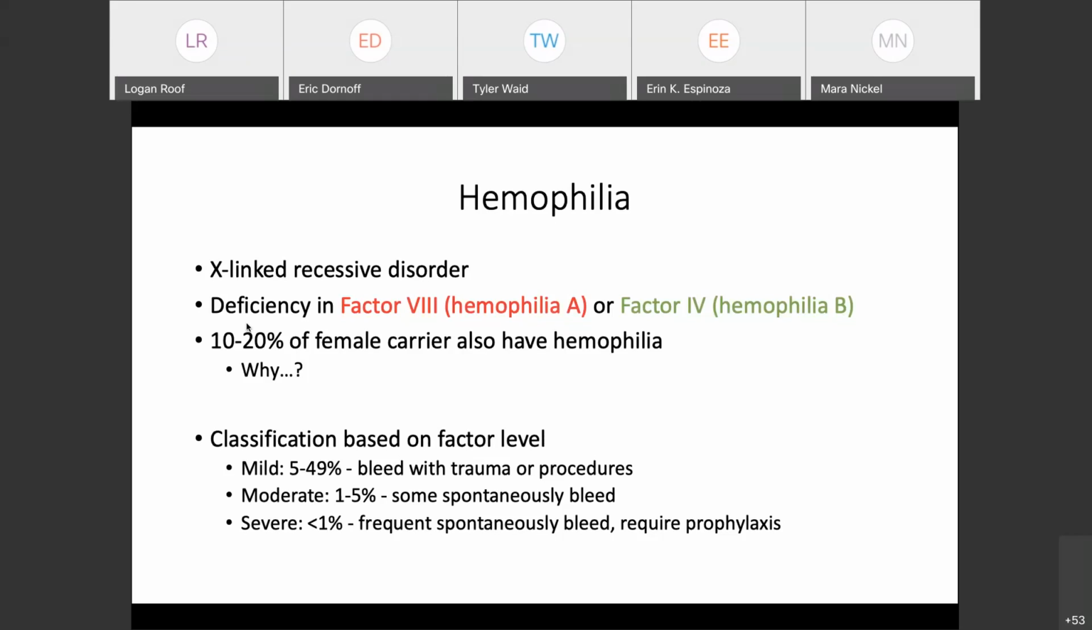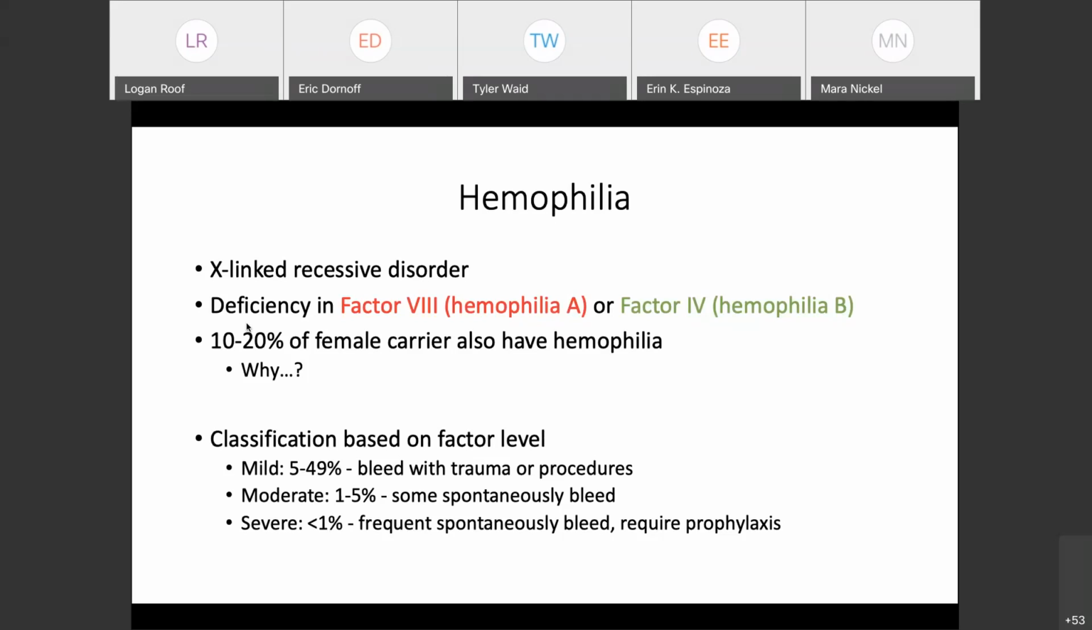Classification is based on the factor level. Mild is between 5 and 49%. These patients are really just going to bleed with any trauma or surgery. Moderate is between 1 and 5%. They can have some spontaneous bleeds, but then our severe hemophiliacs have very low, less than 1% levels of factor 8 or 9, and they will more frequently bleed spontaneously, and they usually require some kind of prophylaxis medication that they take at home.